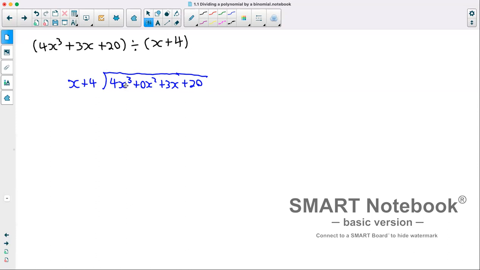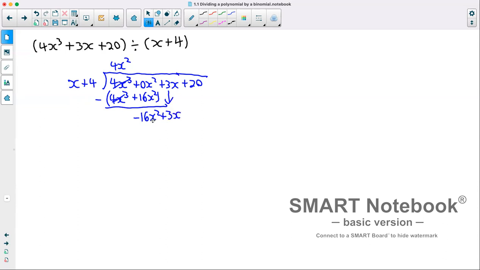Okay, so x goes into 4x cubed, 4x squared times. 4x squared times x is 4x cubed. 4x squared times 4 is 16x squared. 4x cubed minus 4x cubed, those cancel out. 0 minus 16x squared would be -16x squared. We bring down our next term, which is 3x.